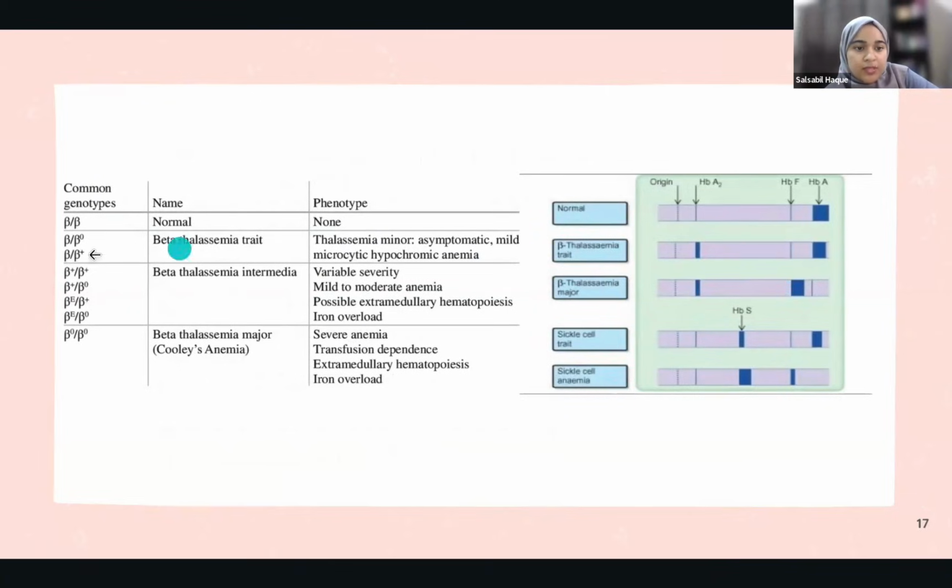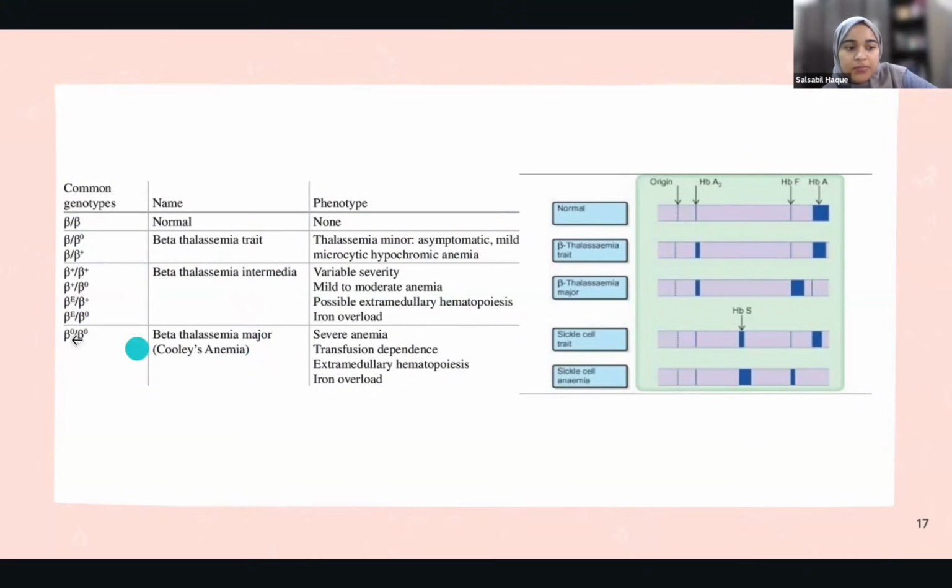So in thalassemia minor or trait, one of the beta chains is going to be normal, and the other one is either going to be zero or absent, or it's going to be plus, which is a faulty or abnormal chain. So this results in asymptomatic mild anemia. Whereas for intermediate, no, let's talk about major first. If you know trait and major, you can figure out that everything else is intermediate.